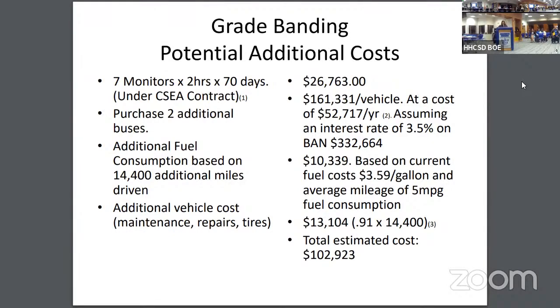Okay. And then the additional vehicle costs would be for maintenance and repairs and tires. The 91 cents represents the mechanic's hourly rate and everything, it's all factored into that. And that's where that 91 cents came from. Times the 14,400 miles comes to $13,104, for a total of $102,923 per year.